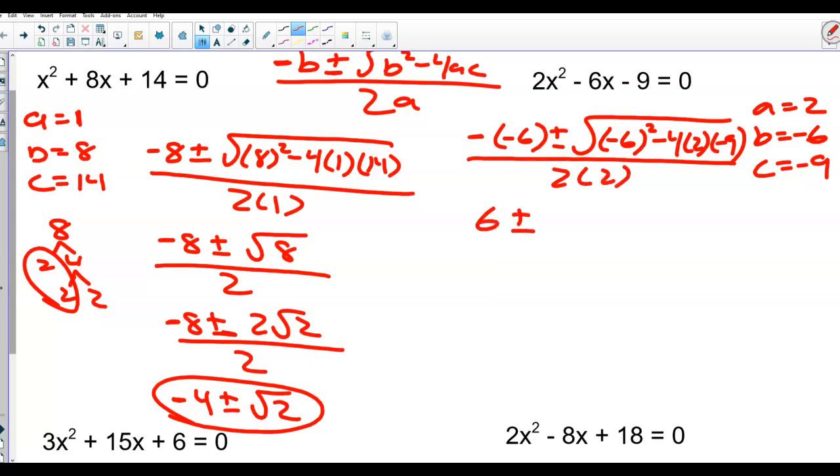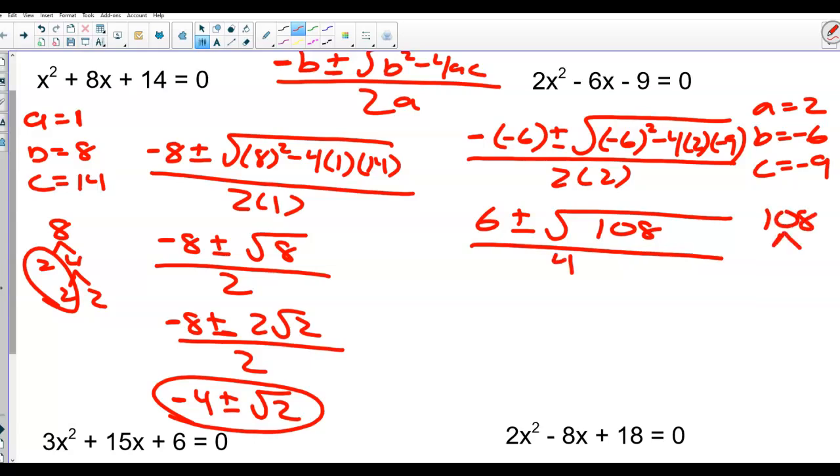Negative, negative 6 is 6. Negative 6 squared is 36. 4 times 2 times 9 is 72. The double negatives make it positive. So 36 and 72 is 108 over 4. The 108 can be simplified.